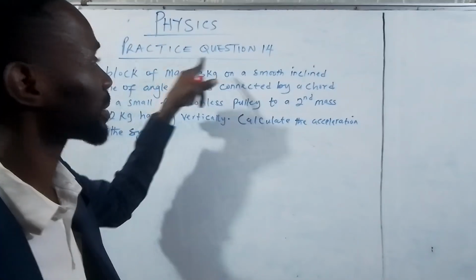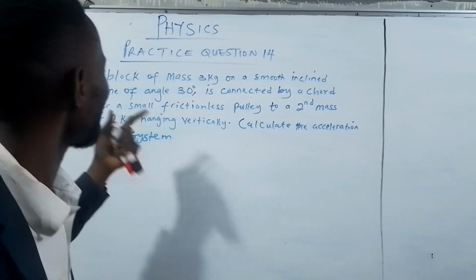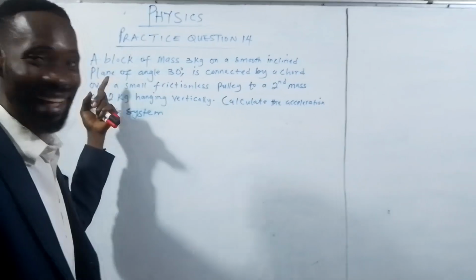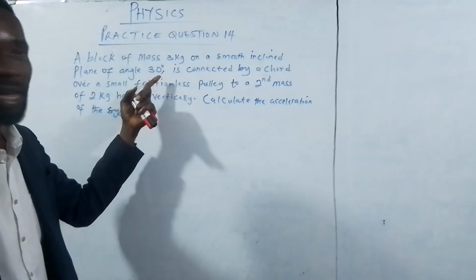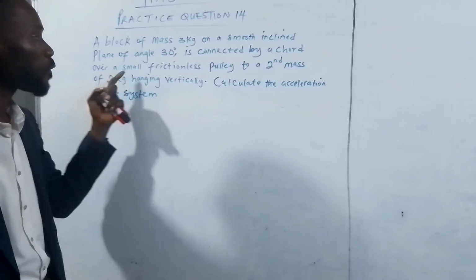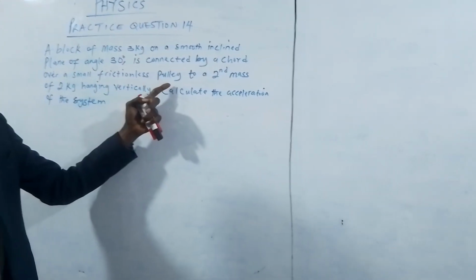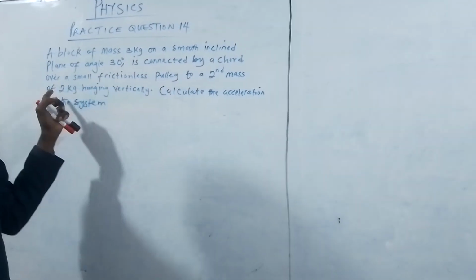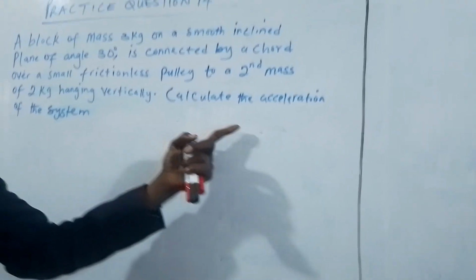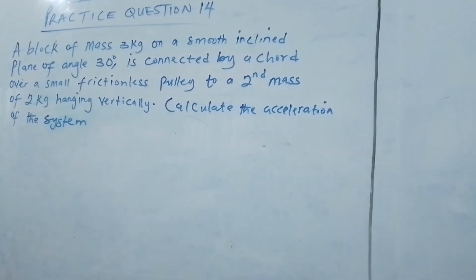Today we are going to take a look at a very simple question in physics. That is question number 14. We have a question here that a block of mass 3 kg on a smooth inclined plane of angle 30 degrees is connected by a cord over a small frictionless pulley to a second mass of 2 kg hanging vertically. Calculate the acceleration of the system.